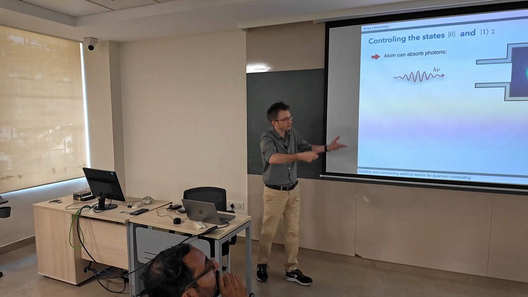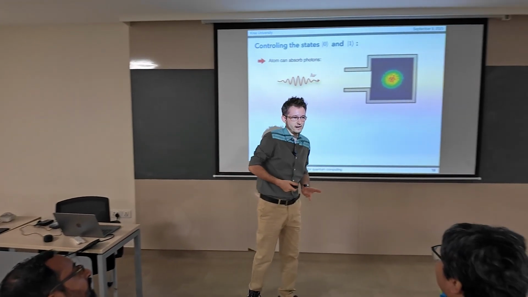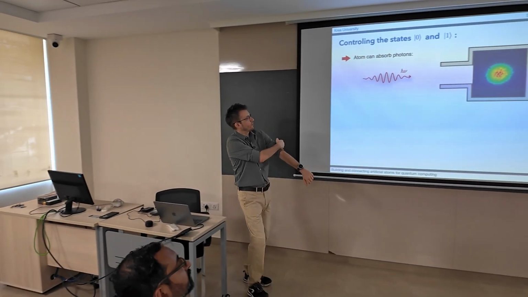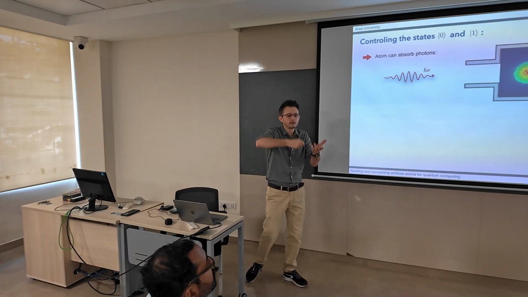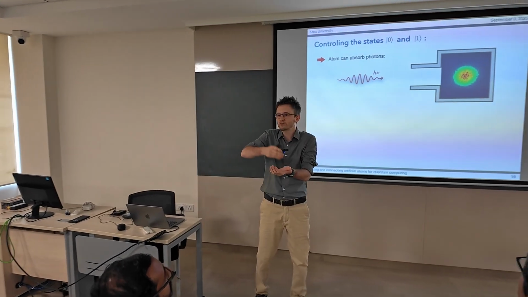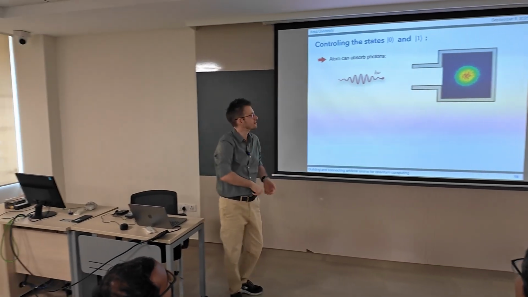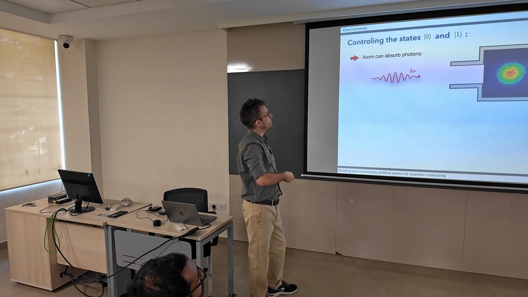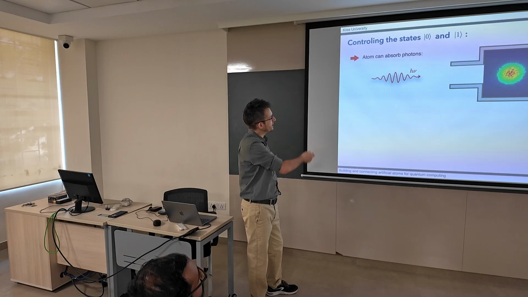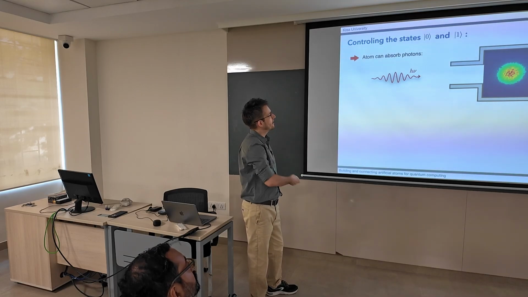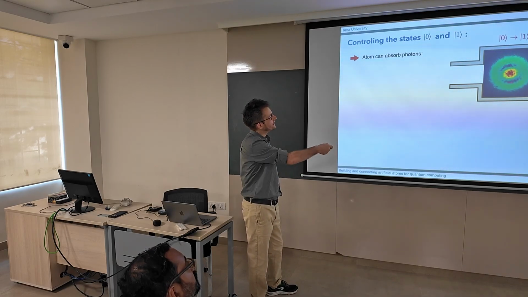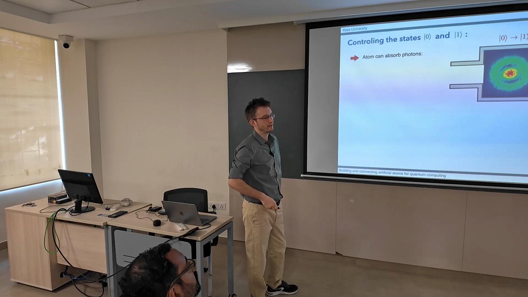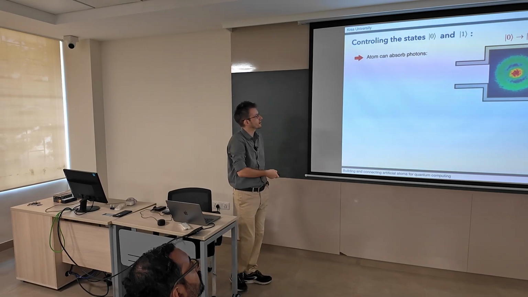Now we have an atom, but how do we control this atom? We want to do quantum computation. We will need to make one state 0, or make it 1, or it's 1 and we want to make it 0. So this is my 0 state. Atoms can absorb photons, and if that photon has exactly the right energy, it can be absorbed by the atom and go to the first excited state. That's called photonic absorption.